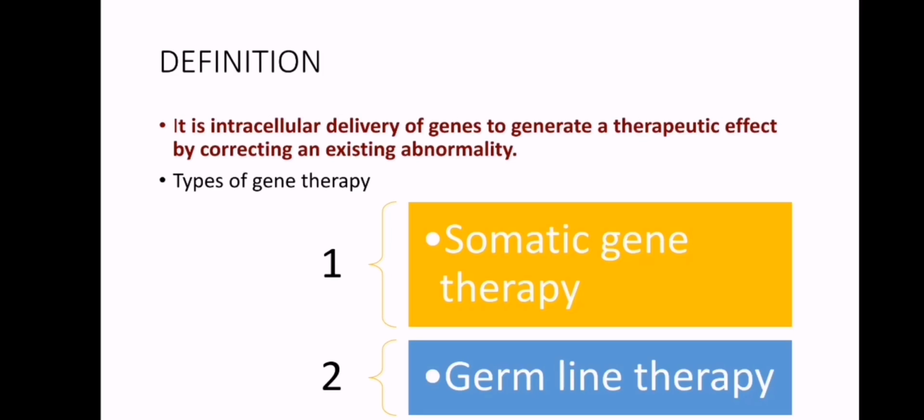What are the types of gene therapy? There are two types: somatic gene therapy and germline therapy. Somatic gene therapy is the one under trial, and germline therapy is considered to be unethical.